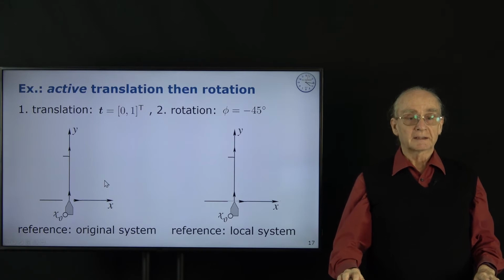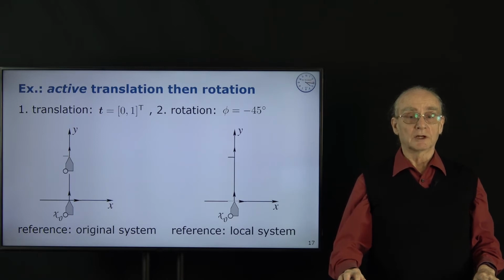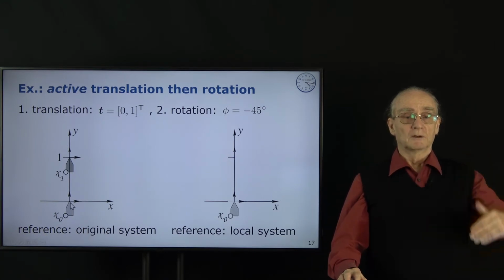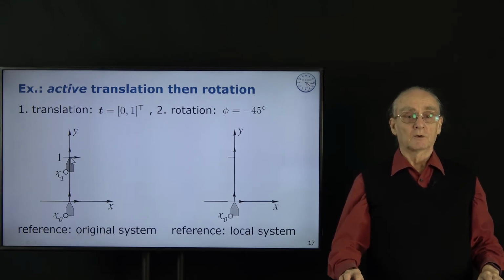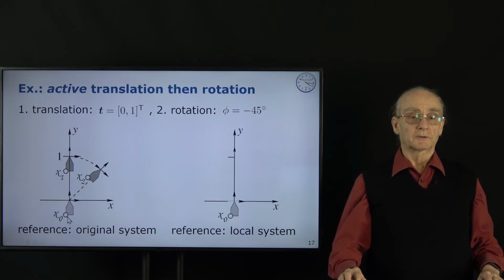So let's start with the active translation and rotation. So we first translate by the vector 0, 1, that means upwards. So let's do this. So this is the motion upwards. And the local coordinate system, which we assume to be at the tip of this car, is now at this place. Now, the second motion is a rotation, and we assume that this rotation is described in the original system. So we have to rotate this car around this origin. So let's do this. So the car rotates this way. And we finally arrive at this place with this car coordinate system. And one point of the car, at the beginning being x0, is now at this place.